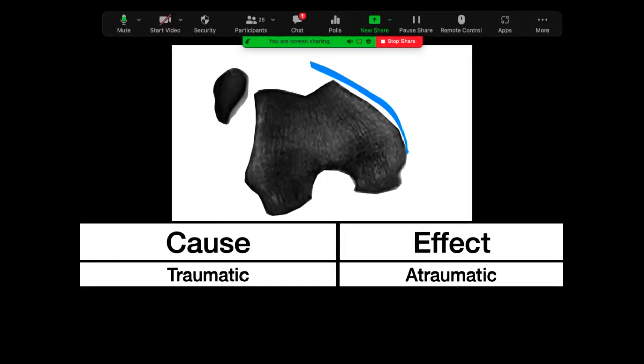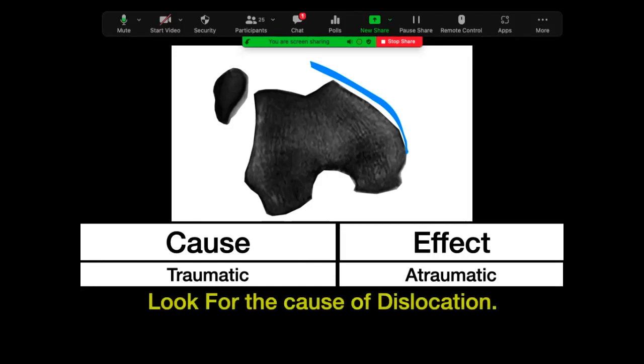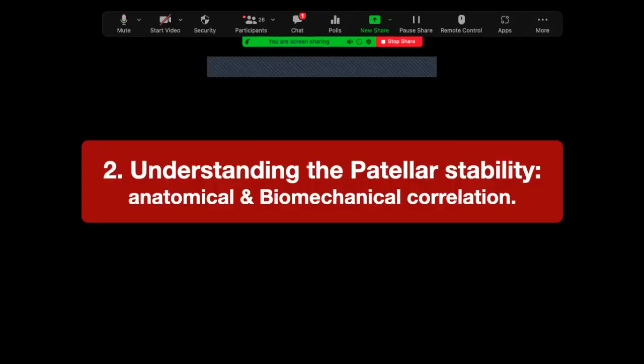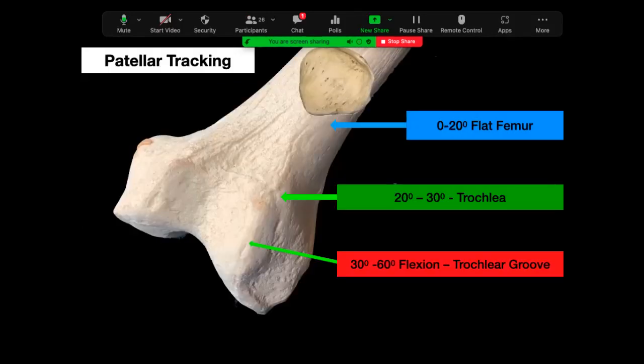This concept is very, very important when you start planning your surgery, when you start planning your treatment for this particular patient. So whenever you see a patellar dislocation, we must always look for the cause of patellar dislocation. So understanding the patellar instability in anatomy based upon the cause of patellar dislocation is very, very important.